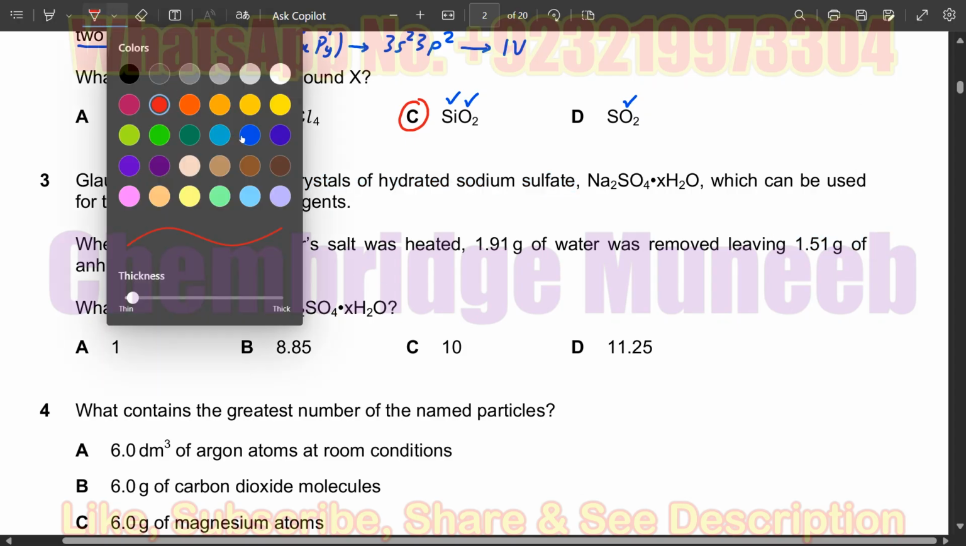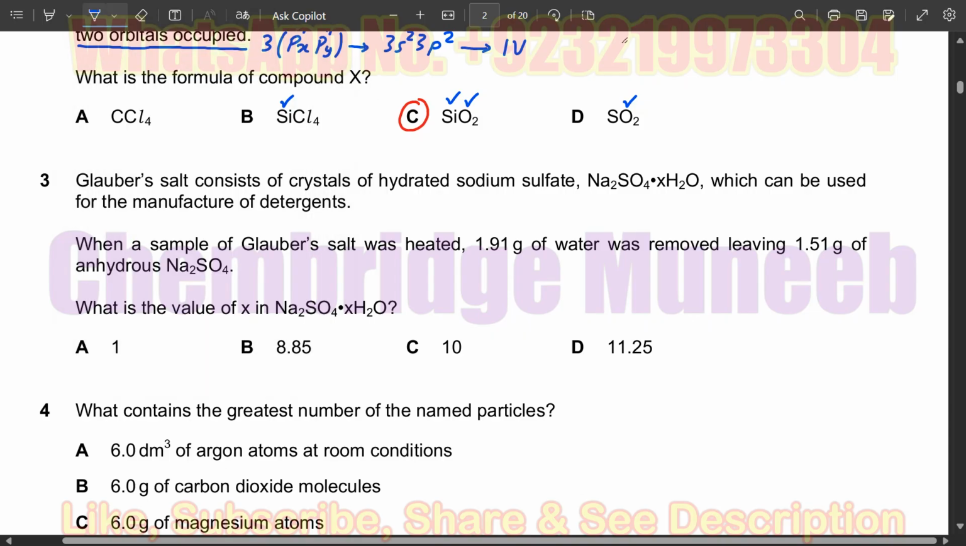So basically, this question belongs to the chapter of moles. Now, how do we attempt this question? First of all, we must find the number of moles of both the water as well as the anhydrous sodium sulfate, which means we must have the masses of water as well as the mass of the anhydrous compound, which is already given. So I will first calculate the moles of the water.